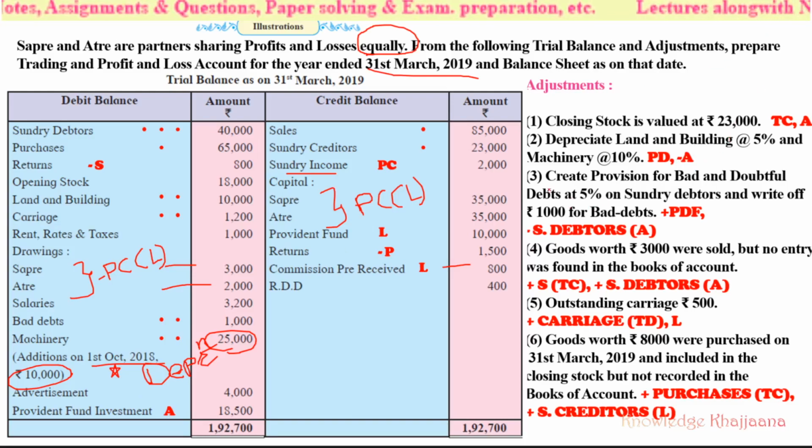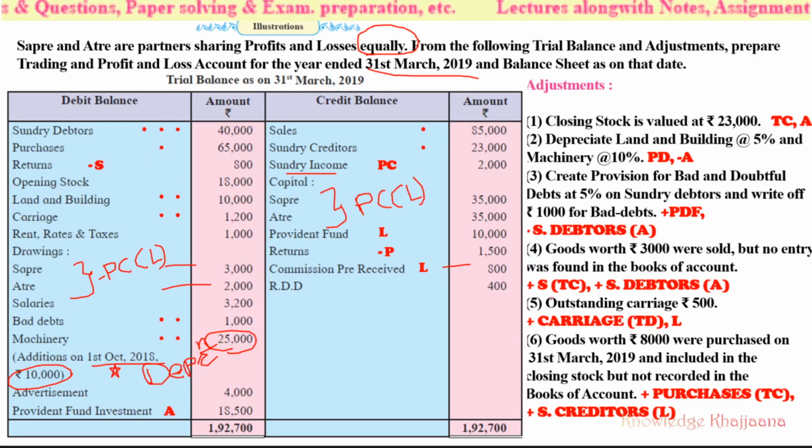from the assets. Create provision for bad and doubtful debts at 5% on sundry debtors. Okay, where are the sundry debtors? We have to make one provision, 1 mark for provision for bad and doubtful debts, on sundry debtors, and write off rupees 1,000 for bad debts. See, as per rule, other adjustment should be done first. So we have to deduct this bad debts rupees 1,000 also. We have to add this new provision, and deduct that much value from the sundry debtors. Okay, so 2 marks for this.